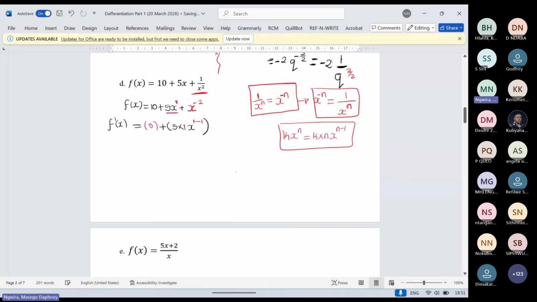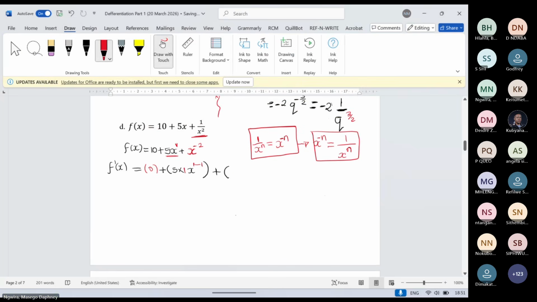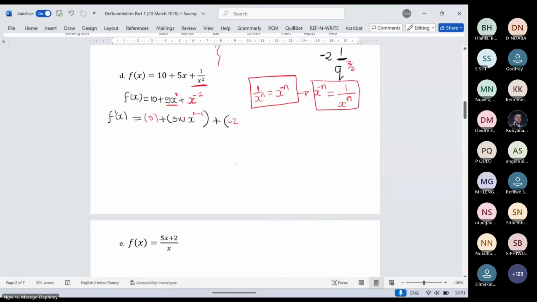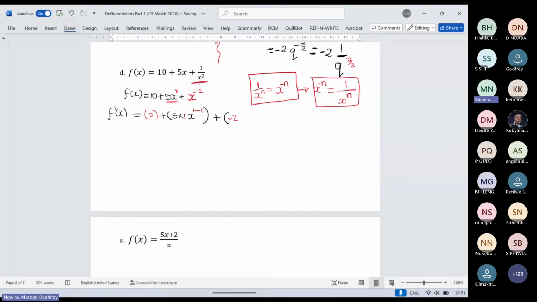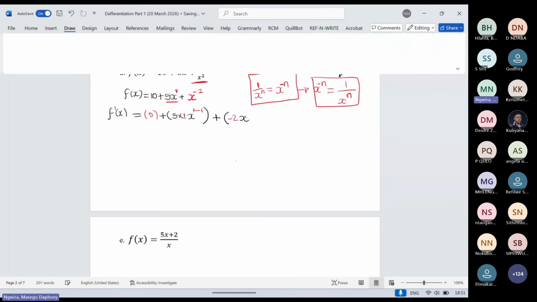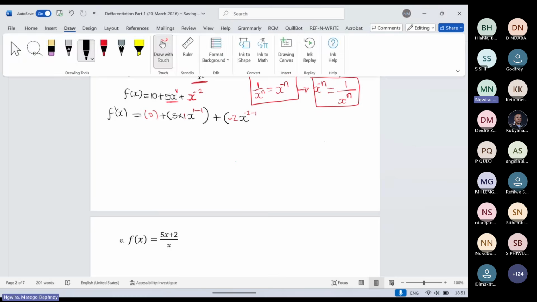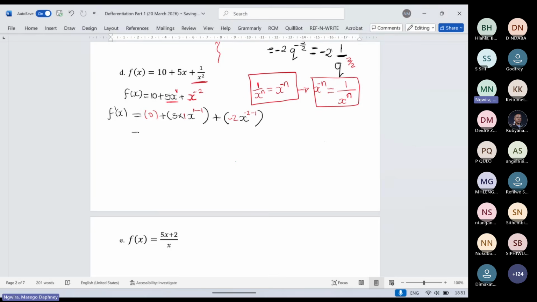And then now I'm differentiating this x to the power of negative 2. So this is plus, yes, it's going to be negative 2. Negative 2, and then x, and then to the power of negative 2 minus 1. Negative 2 minus 1. And then close bracket. Now we can solve.